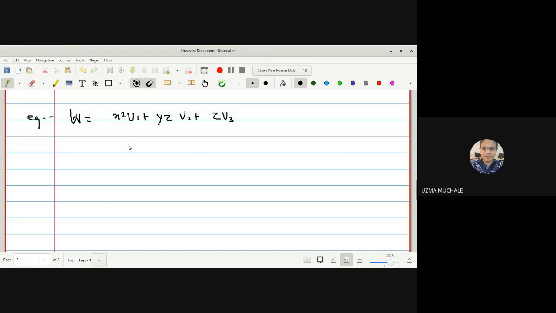And what was our p and v? Yes, can anyone tell me what is our p? It is (4, 0, 1). And what was our vector v? (1, 2, 3). Okay. Now you can see w1 is x, w2 is x square, yz, and w3 is z.